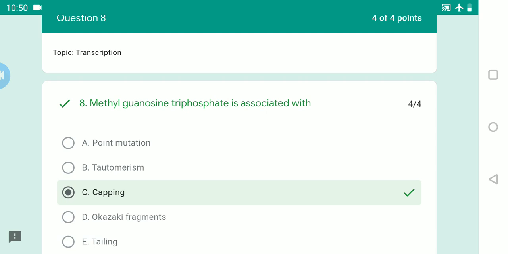You know what the meaning of point mutation is. The mutation happens with respect to a particular sequence, and tautomerism. Generally it looks like repeated sequences. In this chapter we did not discuss tautomerism anyway. Okazaki fragments come with the unwinding nature, during replication, isn't it? Then the tailing. So which is the right option? Option C is the right option.